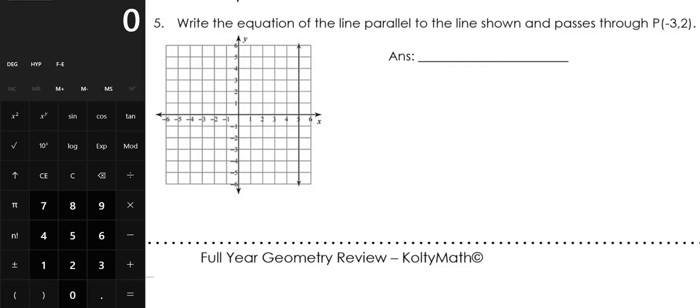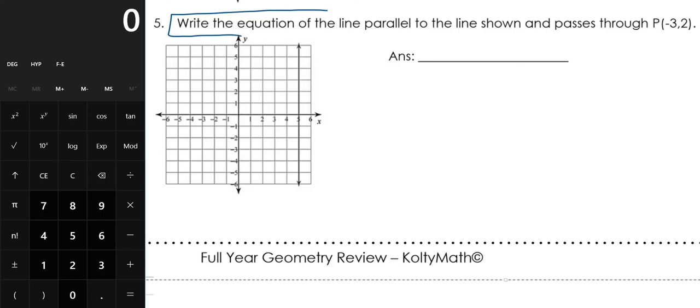Number 5. Still no calculator. Write the equation of the line parallel to the line shown and passes through point negative 3, 2. Okay, so going back, our ask is write the equation of the line. Now, you may want to do money pays bills here. However, we have a special type of line pictured. It's a vertical line. Vertical lines don't follow the same format for how you write the equation of that line. It's not going to look like y equals mx plus b.